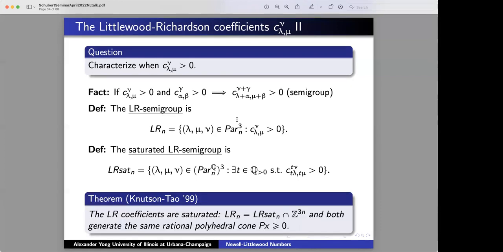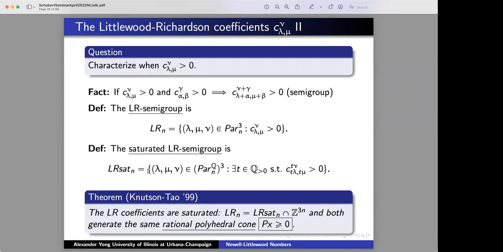Okay, a fantastic theorem of Knutson-Tao says the following. It says that the LR coefficients are saturated. What this means is that the LR semigroup consists of precisely the lattice points of the saturated LR semigroup. And moreover, they both generate the same rational polyhedral cone. Rational polyhedral cone means that you have some matrix, I guess a 3n by 3n matrix, with rational coefficients such that the convex hull of the points in the LR semigroup and the convex hull of the points in the saturated semigroup are exactly described by these inequalities.